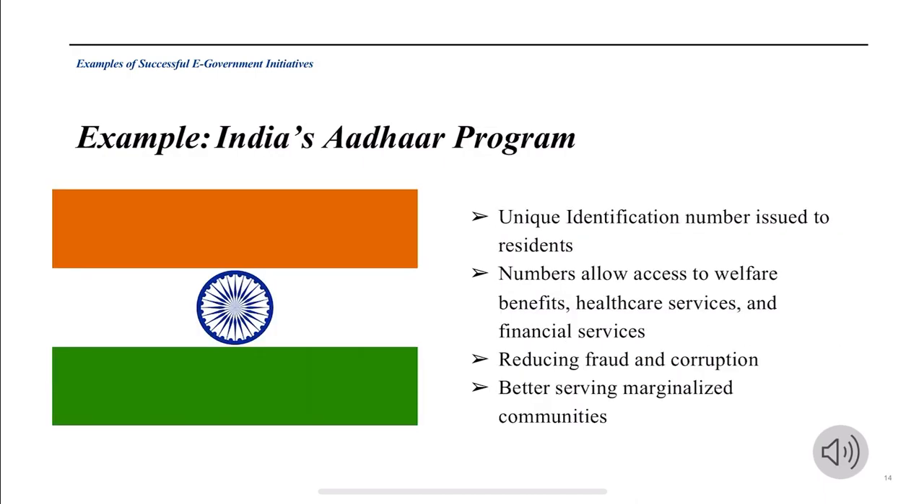Finally, one last example of an e-government initiative is India's Aadhaar program. This program provides a unique identification number to all residents in India, which can be used to access a wide range of government services such as welfare benefits, healthcare services, and financial services. The program has been successful in reducing fraud and corruption in government services, as it allows for better targeting of benefits and reduces the need for physical documents and paperwork. Additionally, the program has helped to promote financial inclusion and improve access to services, especially for marginalized communities.